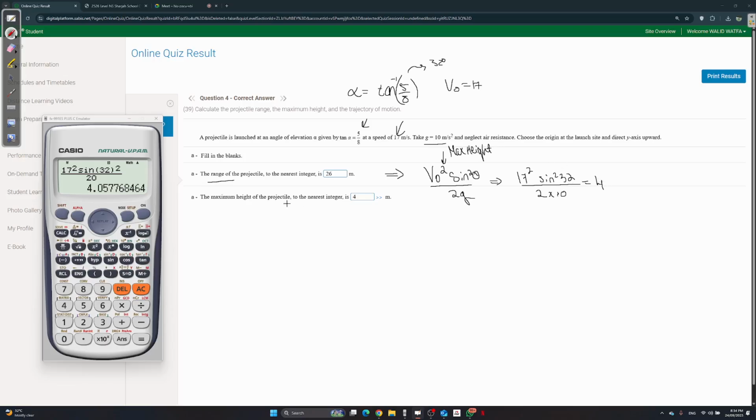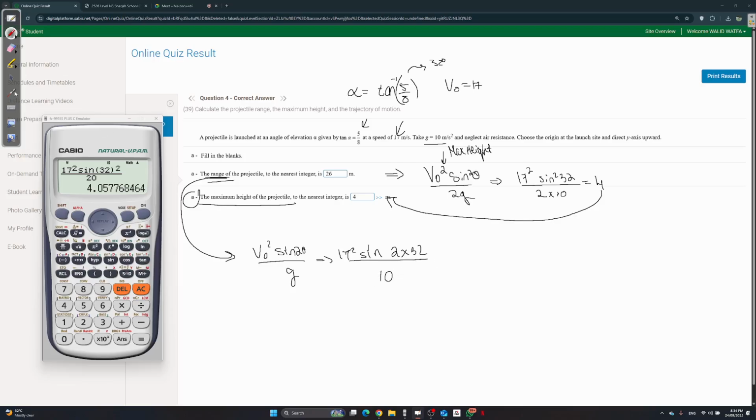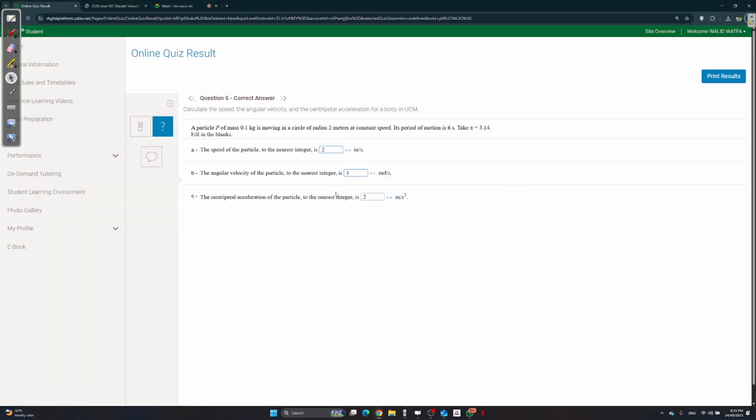So what I did now, I read part B. So I did part B. This is part B. They want range. Range is, sorry if anyone's watching this, range is v naught squared sine 2 theta over g. So it's going to be 17 squared sine 2 times 32 over 10. You get 26. Easy.